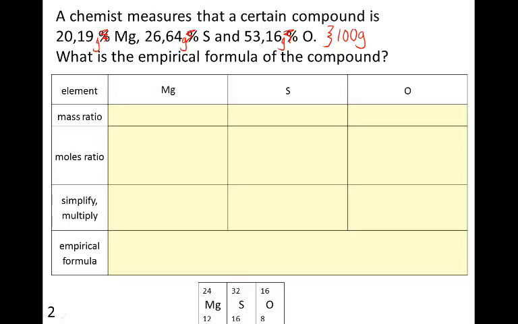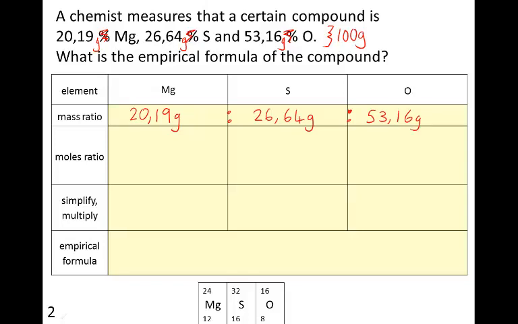Remember that percent composition, which is what is being given here, is a mass ratio. And so it's just a different way of writing a mass ratio. And we can take away the percents, replace it with grams to write down our mass ratio. 20,19 grams of magnesium for every 26,64 grams of sulfur and for every 53,16 grams of oxygen. So we've written down our mass ratio.